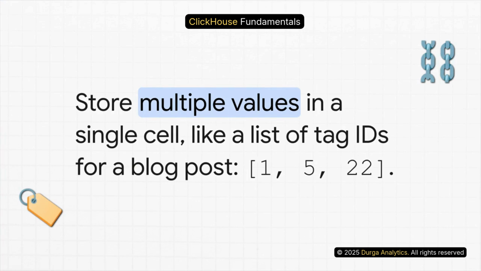First up is the array, and this is a total game changer. It lets you store a whole list of items right inside a single row. So picture a blog post with a bunch of tags. Instead of having a separate tags table and doing a really expensive join every single time, you can just store an array of the tag IDs right there with the blog post. Avoiding that join is a massive, massive performance win.